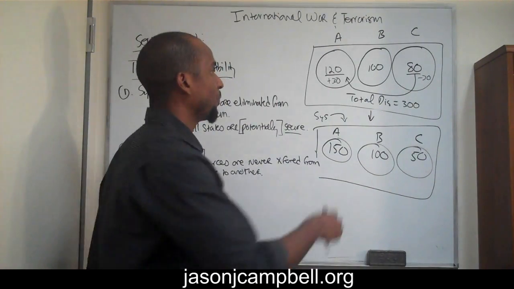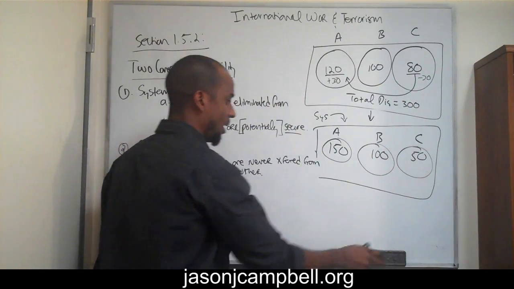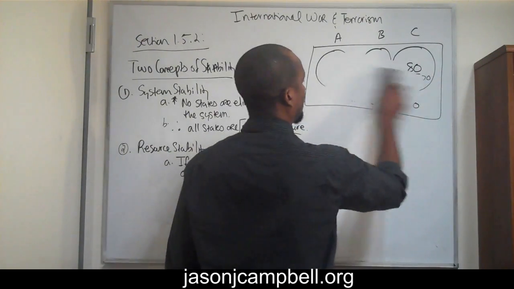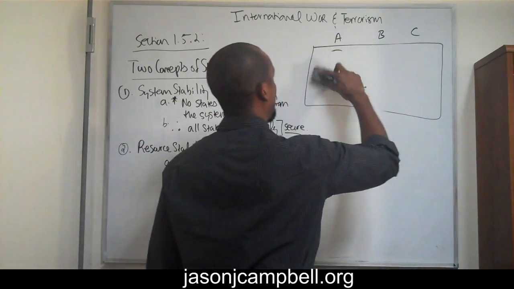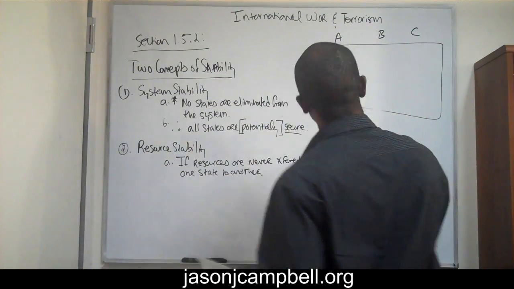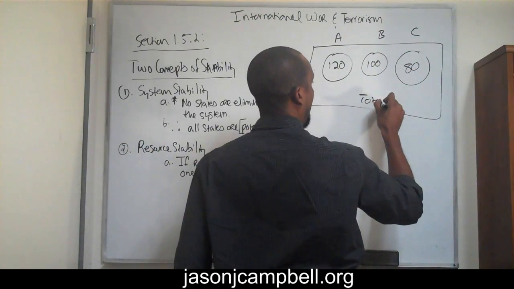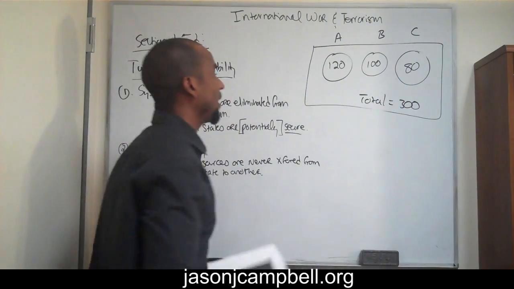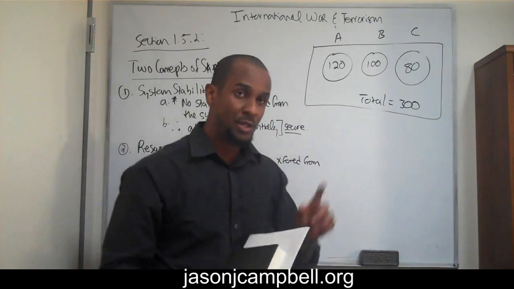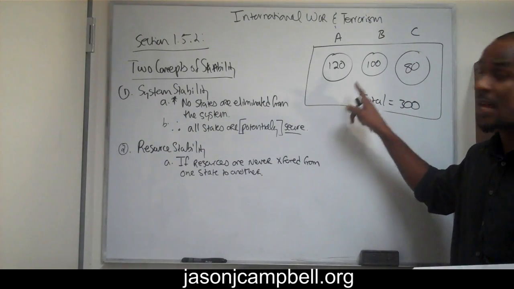So it's important to recognize, and I want to make this clear now, that this initial example, where we have 120, 180, right? This is a representation of a system stable, but not a resource stable, state of affairs. So this is only system stable, right? This is only system stable. It is not resource stable.